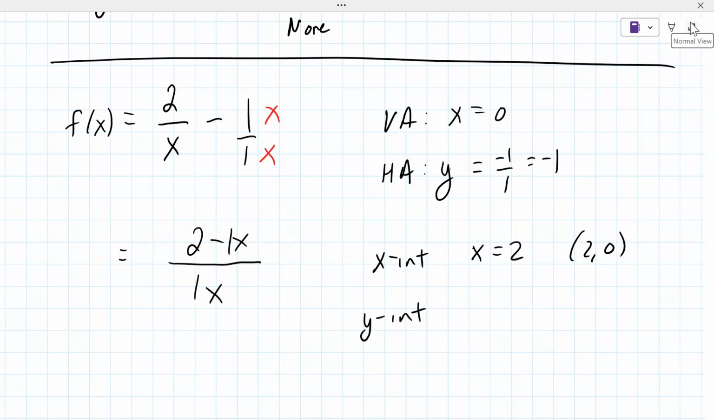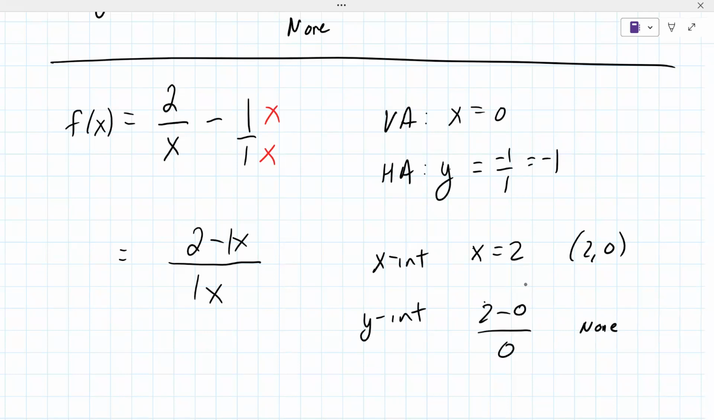Here, I'm just going to write that out: 2, 0 and -2. You're putting 0 in for x, so it's 2 minus 0 over 0. Can you divide by 0? No, you cannot. So there's no y-intercept, just 0, 0.